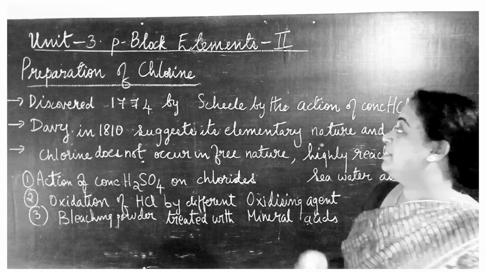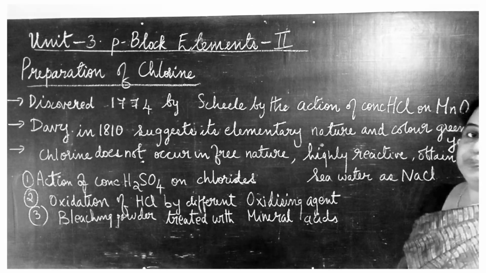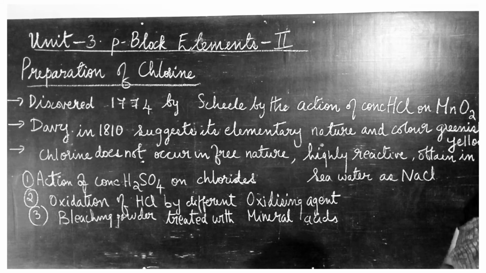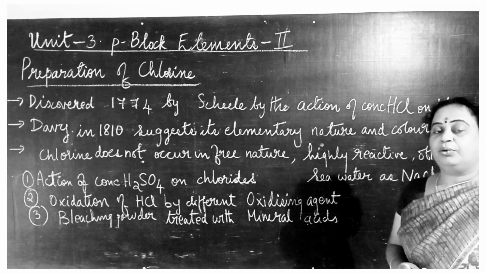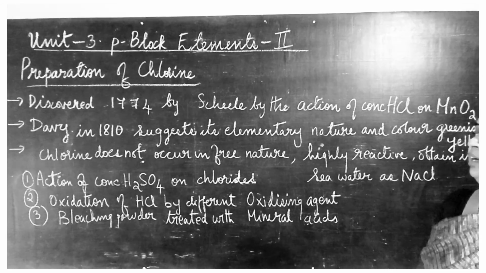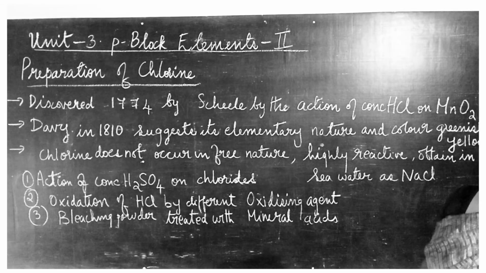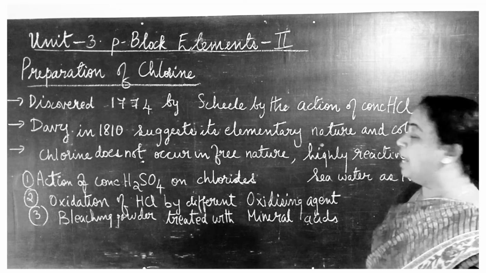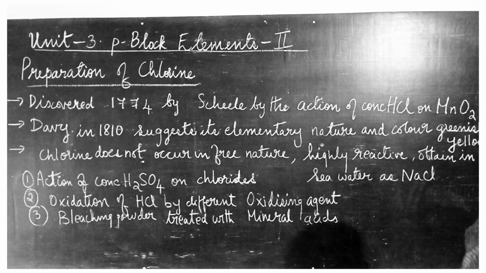In this video, let us study the preparation of chlorine, which belongs to P block elements 2. We have studied the physical properties of halogens. Chlorine is the second element in the halogen group. Chlorine was discovered by Scheele in 1774 by the action of concentrated HCl on manganese dioxide, MnO2.